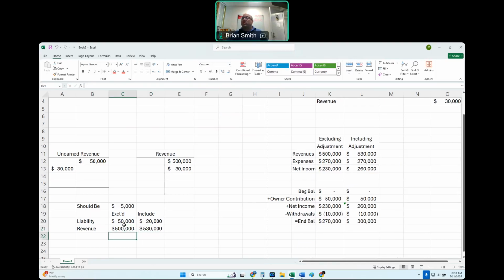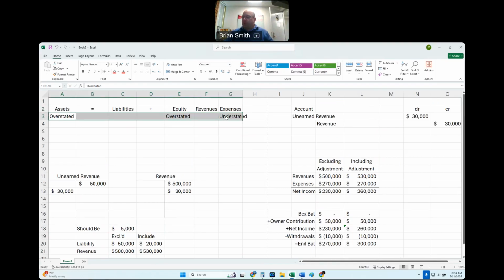So if we exclude it, then we're basically saying that our revenue was less and our liabilities were more. So our liabilities would be overstated because we only should show 20,000 as a liability. We're showing 50,000. Then our revenue is going to be understated because we should have 530,000, but we're only saying 500,000.